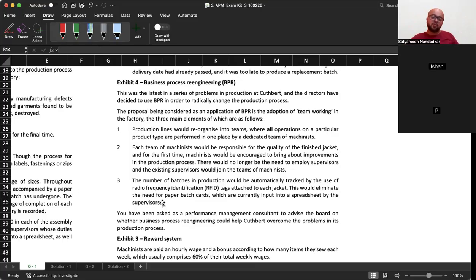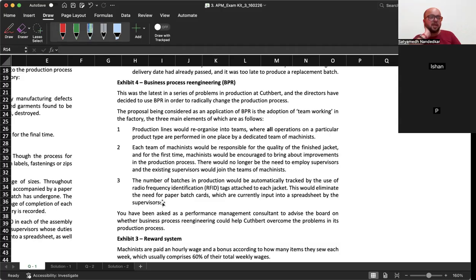Okay. The number of batches in production would be automatically tracked by the use of RFID. Just say when you go to, say, Westside, every piece of clothing that you purchase there, now there is a device attached to it. If you try to leave the store with the device still attached, it starts beeping. So that way it helps them to track thefts and all in the first place.